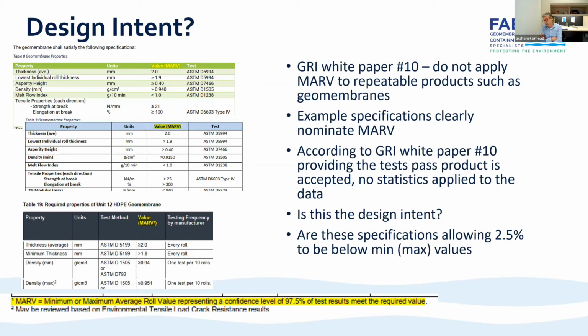And its application is not entirely clear. If you look at the bottom example here, where they've specified MARV, and then they put a footnote specifically saying the definition that we know, it's this 95% confidence that results are better than, but it's not clear whether that's saying that they're going to allow 2.5% failure rate, or whether they're just referring to the fact that MARV statistics should be applied by the manufacturer. It's left to interpretation.